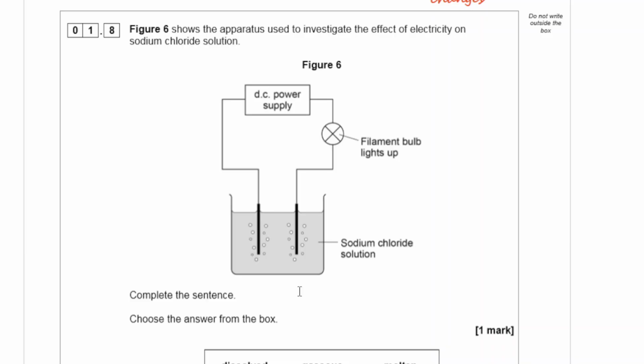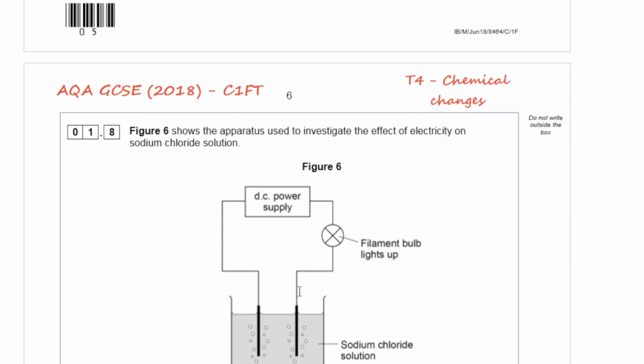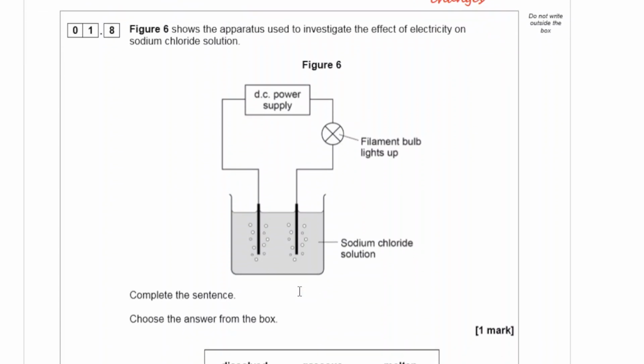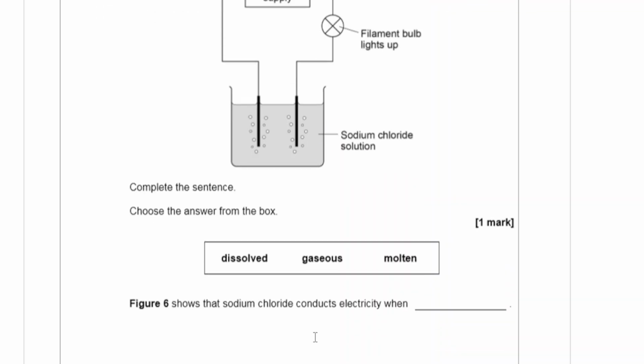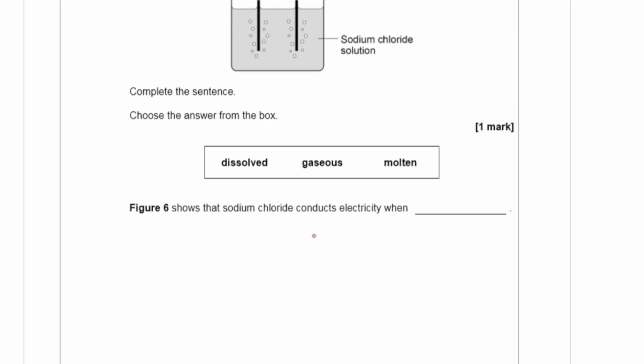Now this part is linked to electrolysis, which is to do with chemical changes. Figure 6 shows the apparatus used to investigate the effect of electricity on sodium chloride solution. So you have sodium chloride solution, which is salt solution, and inside the solution are two electrodes connected to a DC power supply and a filament light bulb. Complete the sentence. Figure 6 shows that sodium chloride conducts electricity when dissolved.